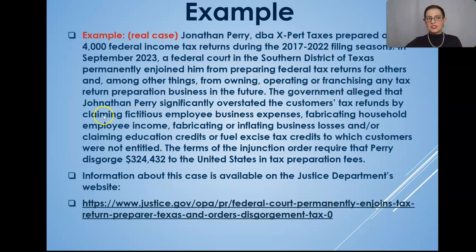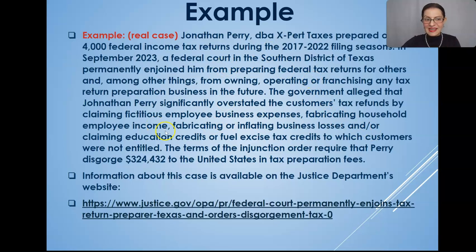The government alleged that Jonathan Perry significantly overstated the customer's tax refunds by claiming fictitious employee business expenses. This is like back when the 2106 was still something that you could use. Employee business expenses were always a fraud vector in the past. I don't know if this guy was still trying to claim employee business expenses on the 2106, even after the Tax Cuts and Jobs Act abolished it for most employees. But seems likely that he didn't really know what he was doing.